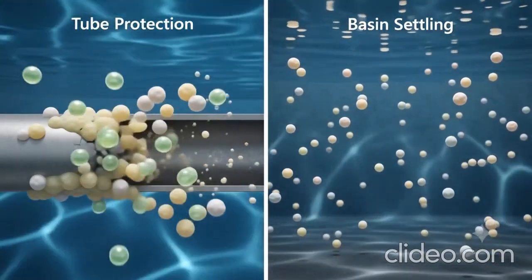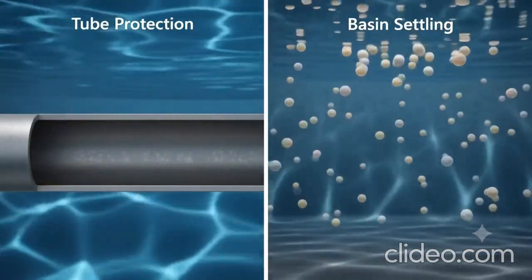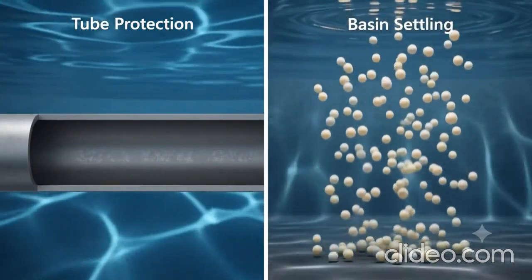Polyacrylate disperses sludge particles. On the right, they settle automatically.